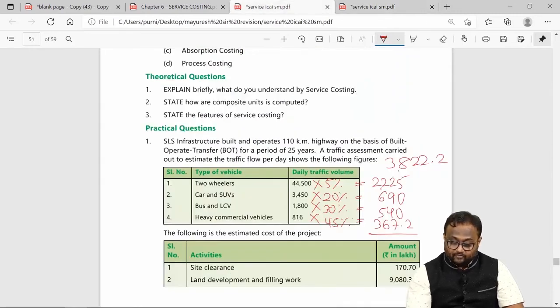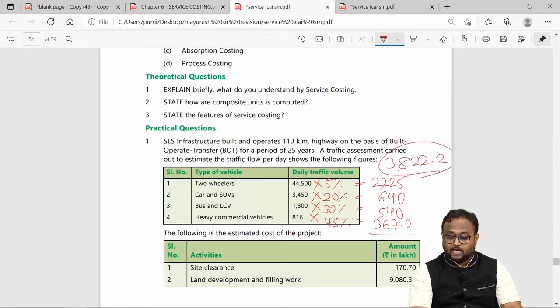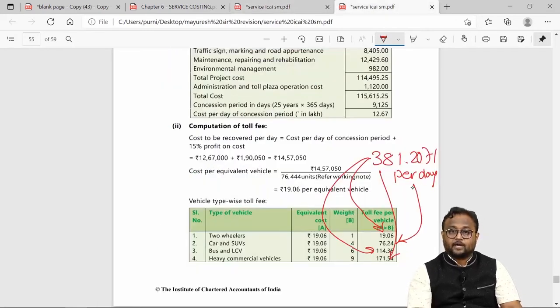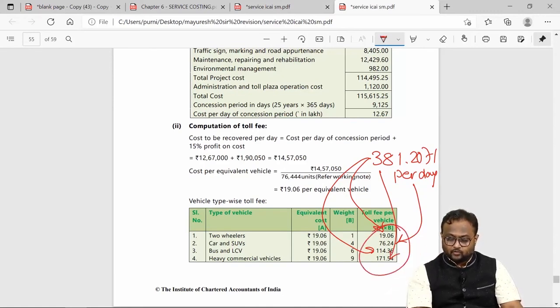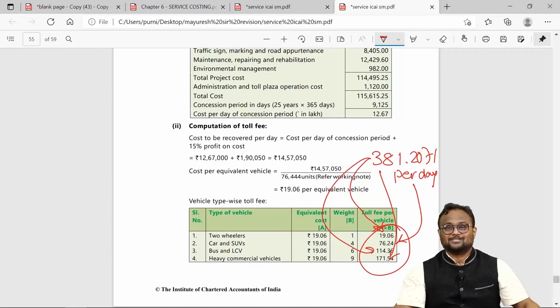You calculate weighted average like this, weighted average vehicles. I have so many vehicles, I'm not interested in that. Weighted average vehicles per day are 3822.2. So cost per vehicle per day is 381.2071 something. If this is the total weighted average cost, if you apply 5%, 20%, 30%, and 45%, you will get this toll to be charged to the customer. So it is that simple.